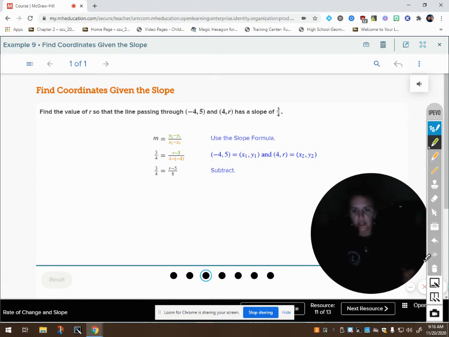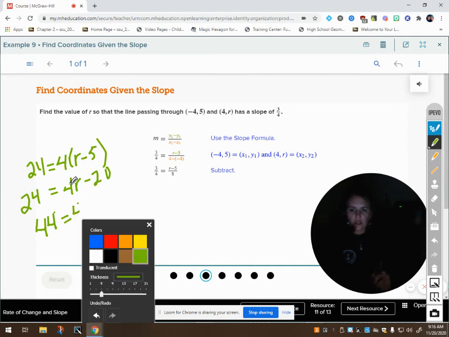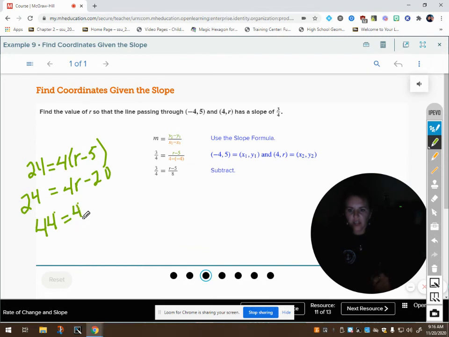Let me delete that. We have 8 times 3, which is 24, equal to 4 times r minus 5. We've got to times it by everything over there, so we're going to end up having to apply the distributive property. So we get 4r minus 20 equals 24. Add 20 to both sides, and I get 44 equals 4r. Divide both sides by 4, and clearly we can see that r equals 11. So the coordinates of this point are (4, 11).